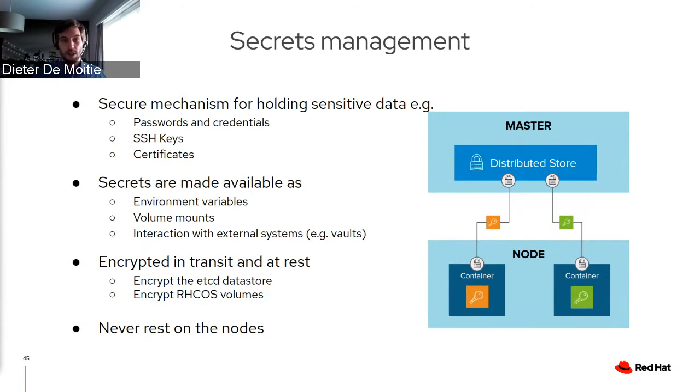Secrets by default are stored in the etcd data store. etcd can be encrypted, and there is also encryption in transit. The secret itself is never stored on the node. If it's passed to the container, it's done using a temporary file system which runs in memory. That is removed, obviously, when the node is shut down, but also when the container is removed. So it's never stored to a disk.